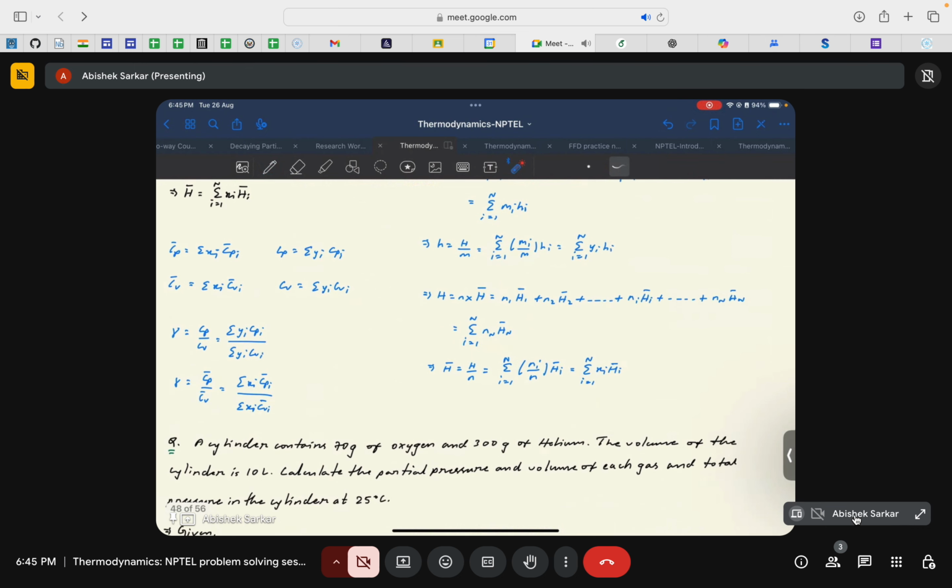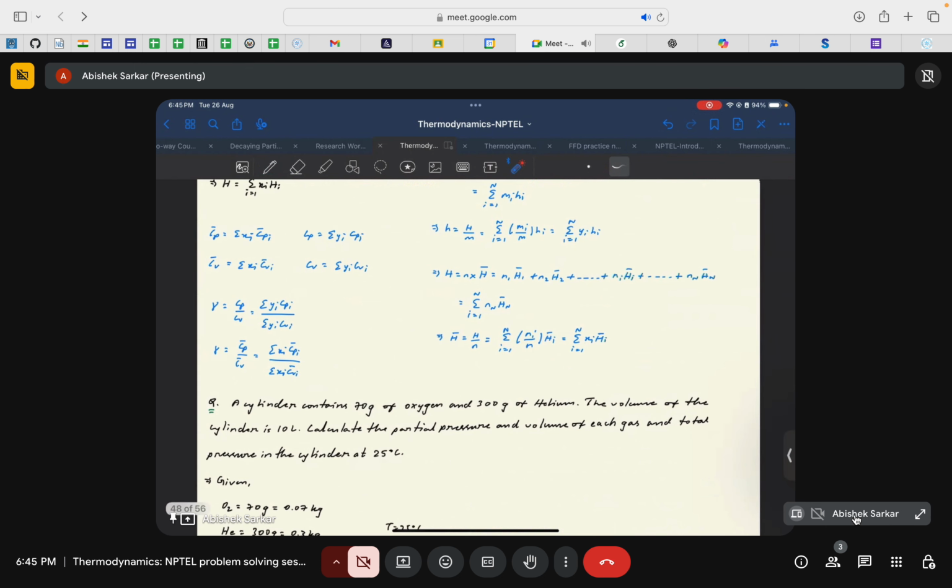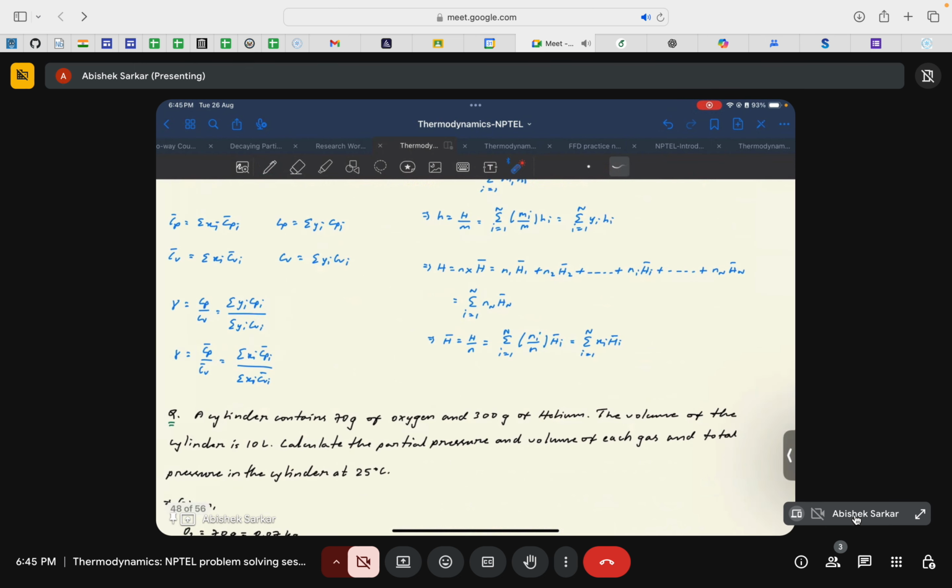And similarly, again, the gas specific heat ratio can be given by gamma is Cp by Cv, that is summation of yi Cpi divided by summation of yi Cvi. Similarly, gamma is again Cp bar by Cv bar, it will be equal to summation of xi Cpi bar divided by summation of xi Cvi bar.